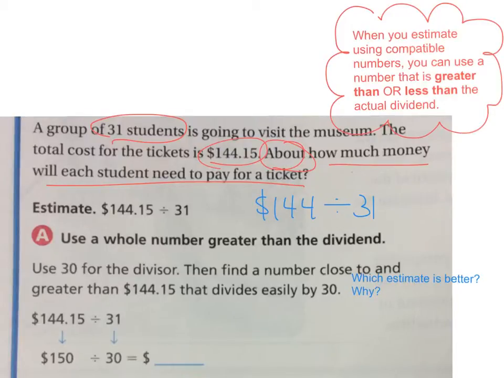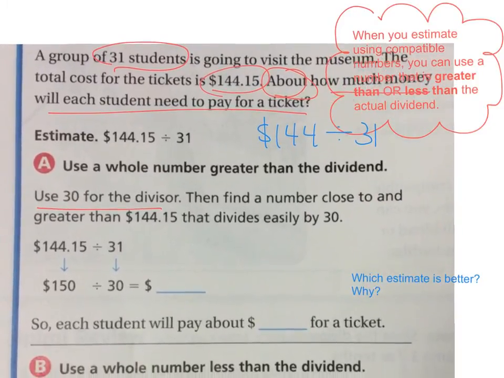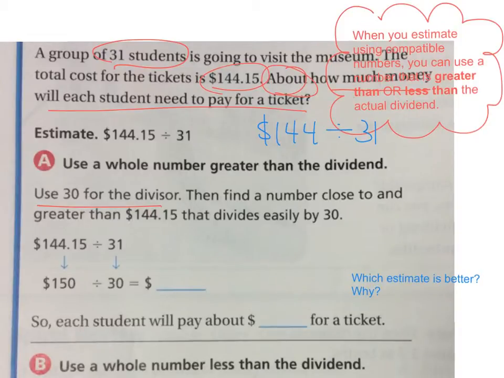But that's still pretty hard to do in our head. So let's see if we can estimate. Let's see if we can change the dividend and the divisor to make it easier. Okay? Is there a divisor that's pretty close to 31 that's easier to work with and easier to think about in our heads than the number 31? Harshita? 30. Yeah, so it says use 30 for the divisor. Then find a number close to and greater than 144. So as you can see, 150 is pretty close to 144, right? And it's easily divisible. It's compatible with our divisor of 30.